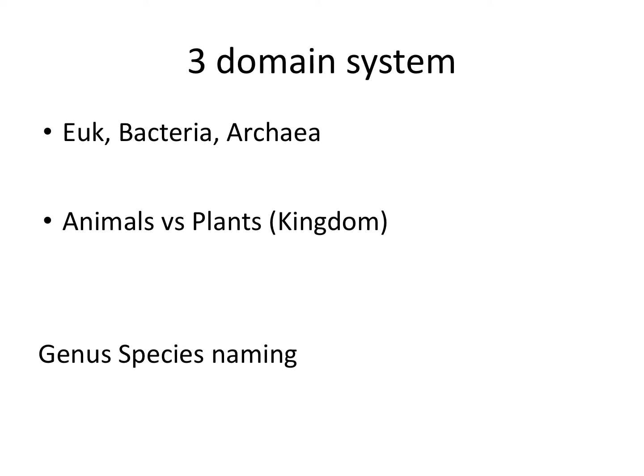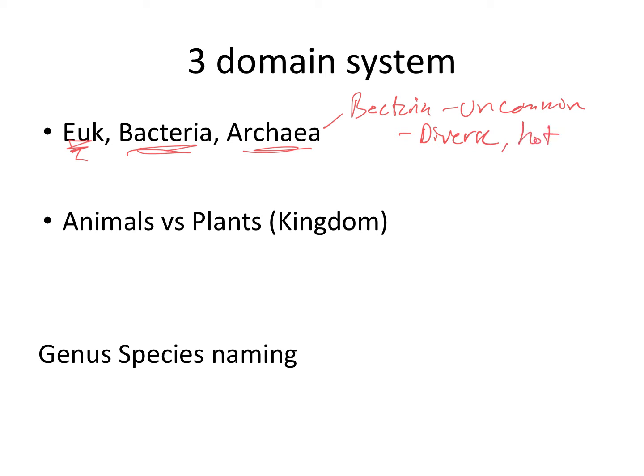That leads to the three-domain system. The three-domain system is that we have eukaryotic cells, that's, again, the complex ones, and bacteria and archaea. So archaea is a form of bacteria, but these are the uncommon forms. We find them in really diverse locations. So they might live in a hot spring, for example.